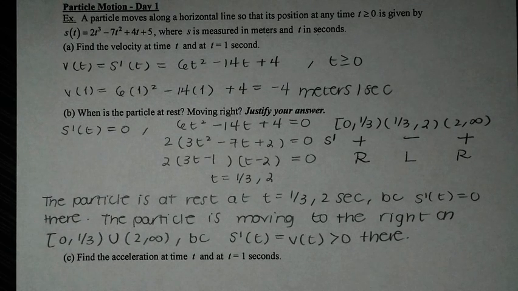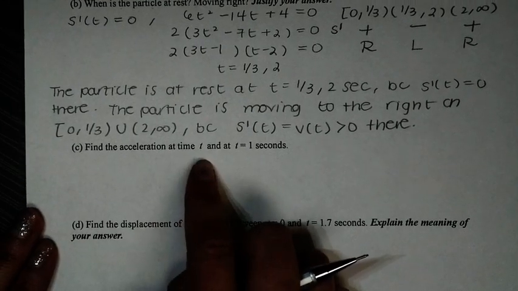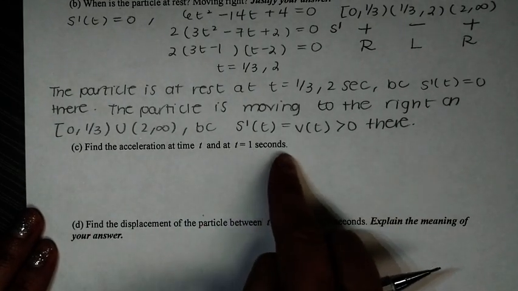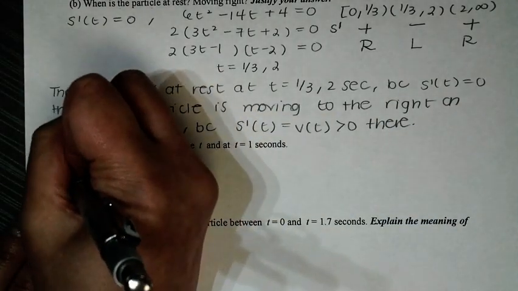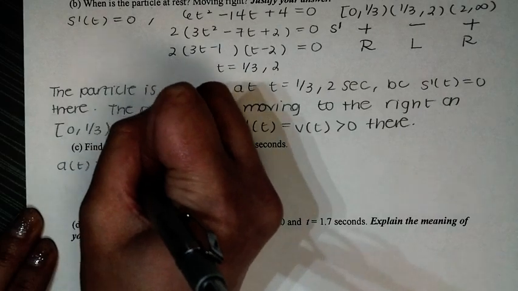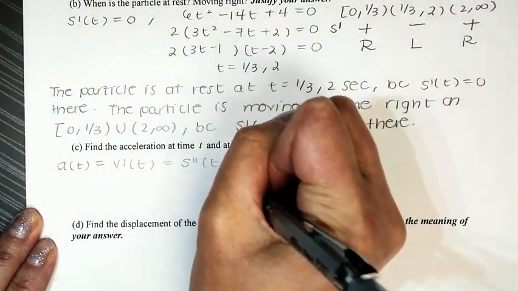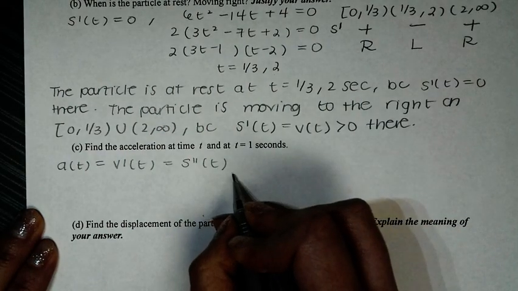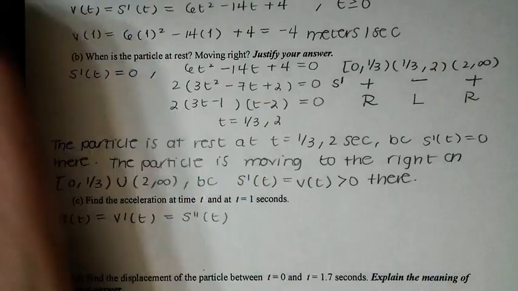Now, the next thing that we're going to do here is find acceleration at time t and at t equals 1 second. So what is acceleration? Similarly to velocity, acceleration is going to be the derivative of velocity. In other words, it's going to be the second derivative of position.